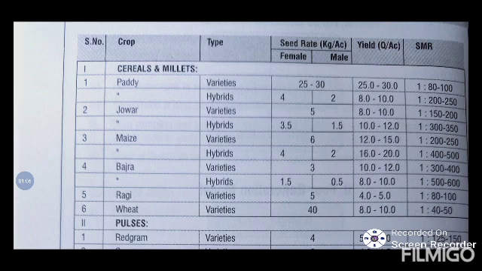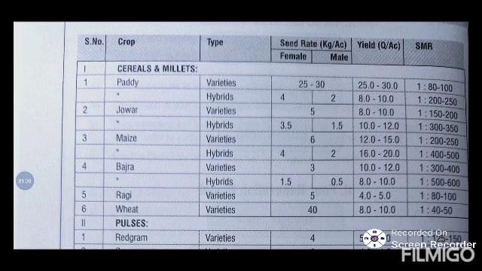We'll talk about wheat next because after paddy, wheat is an important cereal. Wheat requires 40 kg. In wheat, hybrids are not much popular. Varieties are only popular. The seed rate is around 40 kg per acre. Yield is 8 to 10 quintals per hectare, and the seed multiplication ratio is 1 is to 40 to 50. But the standard ratio is again the same as rice hybrid, that is 1 is to 100.